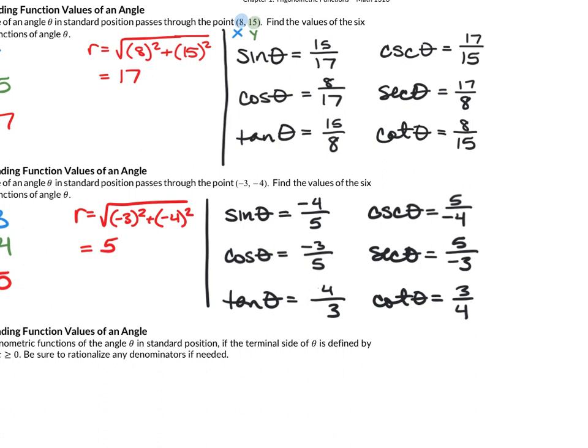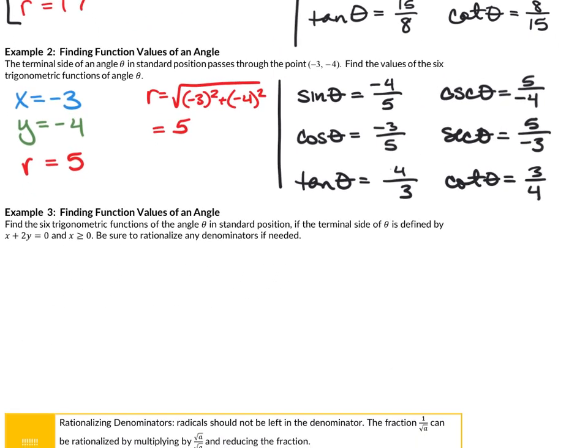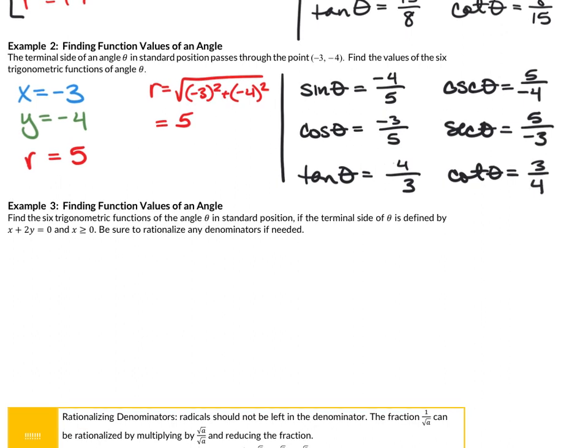However, I don't always have to just give you the coordinates for you to be able to do all of this. Example 3 says find the 6 trig functions of angle theta in standard position if the terminal side of theta is defined by x plus 2y equals 0 and x is greater than or equal to 0. Be sure to rationalize any denominators if needed.